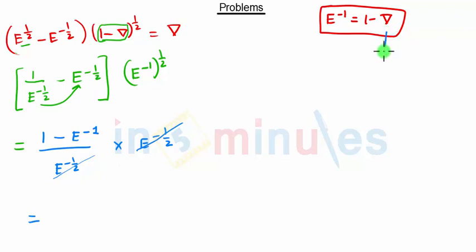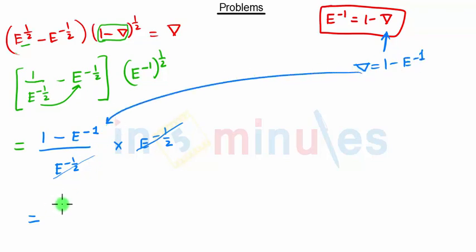And from this we write inverted delta as 1 minus E inverse, and this term is nothing but inverted delta. Hence proved.